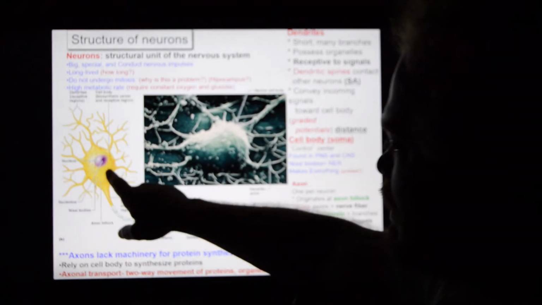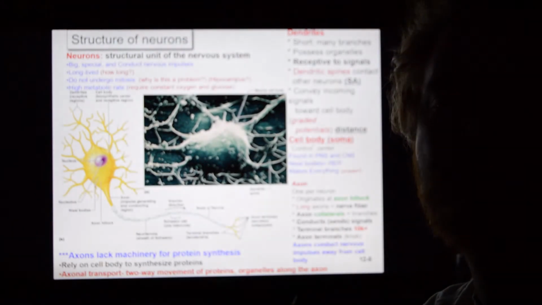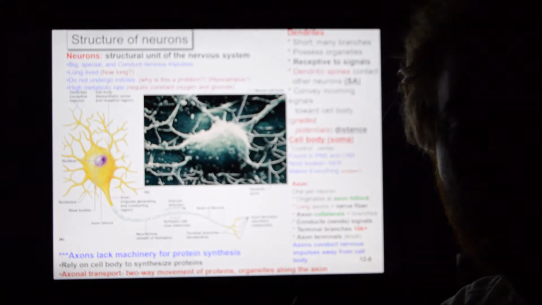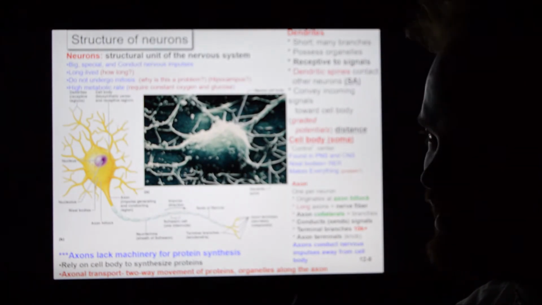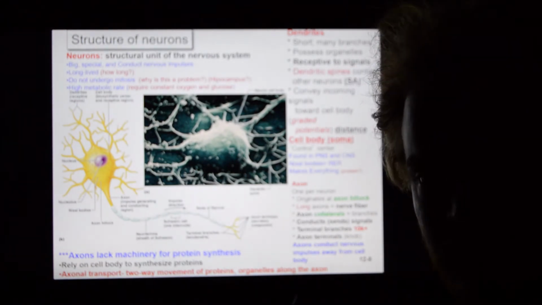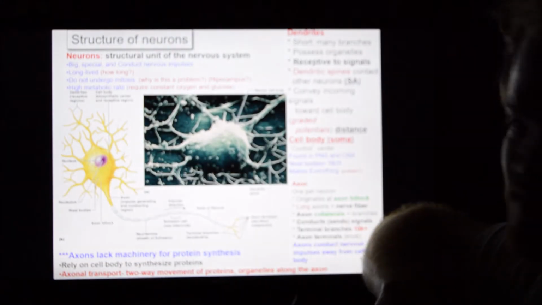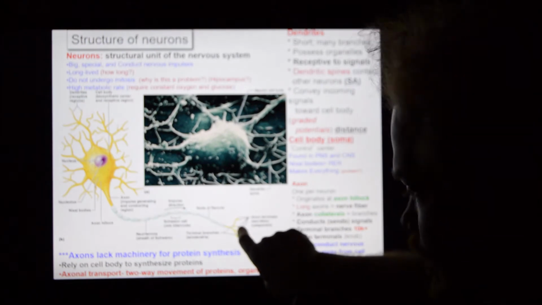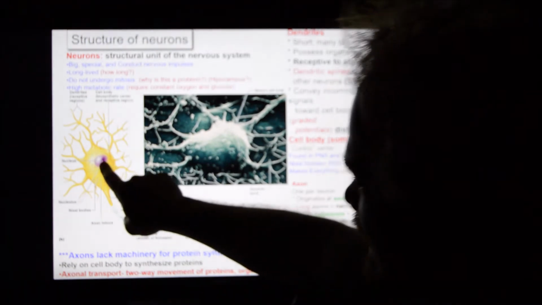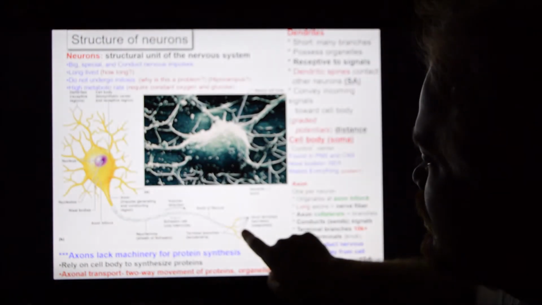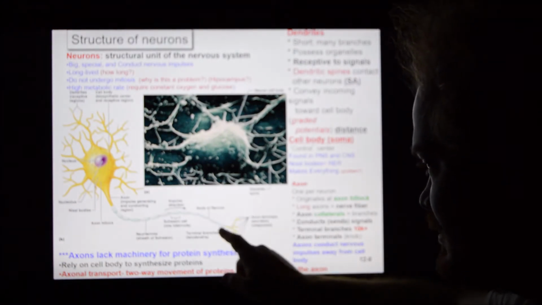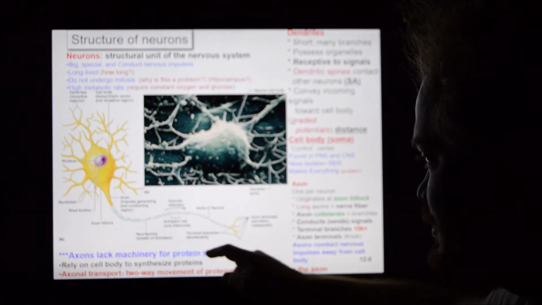A couple more comments. The nerve cell body houses the nucleus, and the nucleus houses the DNA of the neuron. That's a fancy way to say that if there's anything the nerve cell needs, protein-wise, it has to be made in the nucleus and then carried wherever it has to be. So if I need proteins way on down here, I've got to make it up here and send it all the way down the length. Axons lack the machinery for protein synthesis.